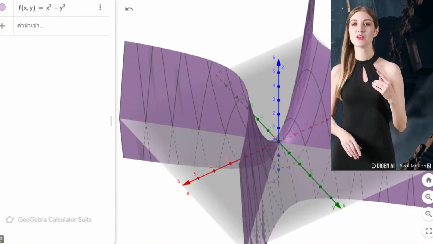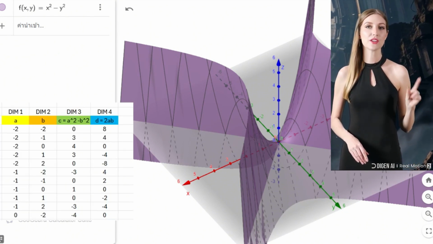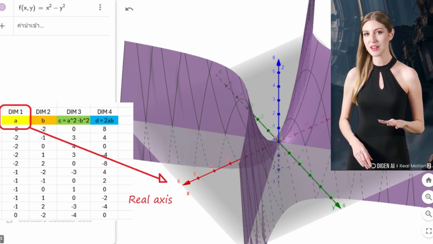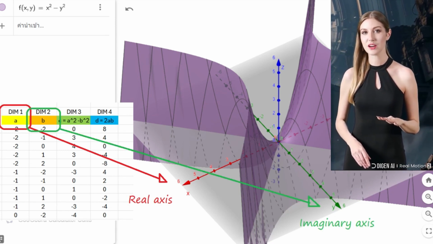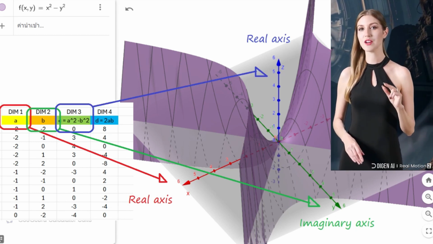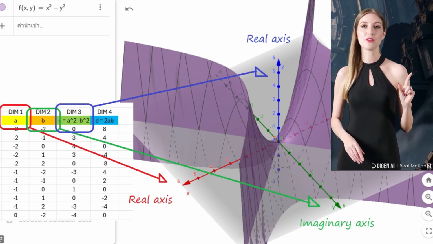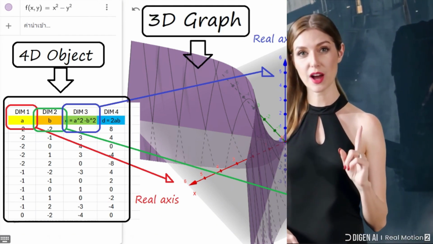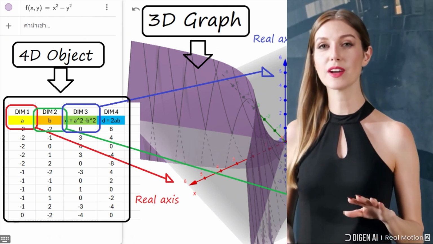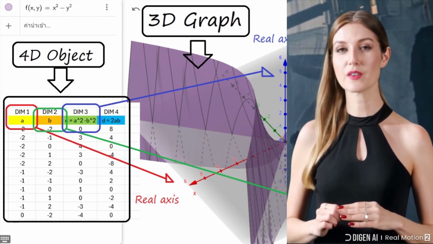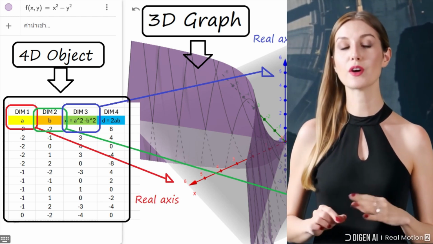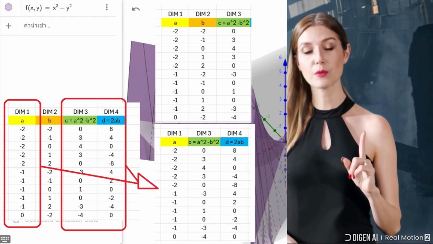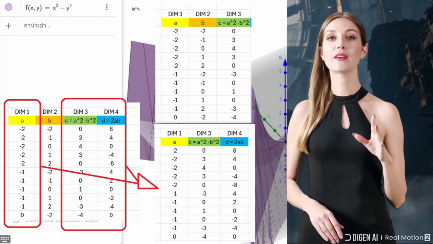This 3D graph is created from the table, in which x is the first dimension and its real number axis. Y is the second dimension and its imaginary axis. Z is the third dimension and its real part of the value of the function. This 3D graph is created from the table, which is a 4D object, by letting one of the four dimensions be 0. The 3D graph is called the projection of the 4D object. We can let any dimension be 0, so we can have four projections from the same 4D object.